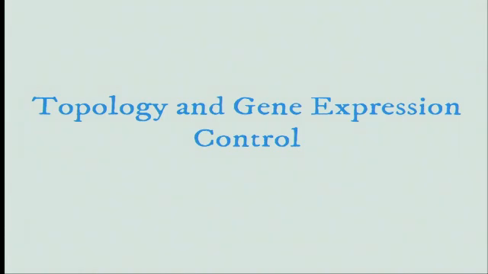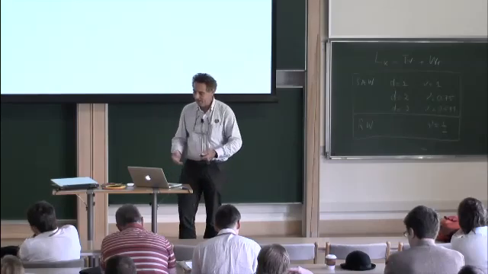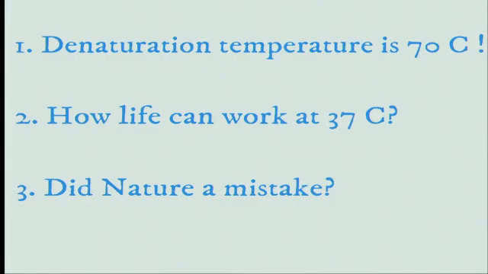So now I will add something that was not in the title and in the abstract, which is how topology and gene expression play among each other, because we had a few talks about this, and I would like to present what we did on this topic. I always start this part by saying that the denaturing temperature of DNA is 70 degrees, life is at 37, so nature made a mistake.